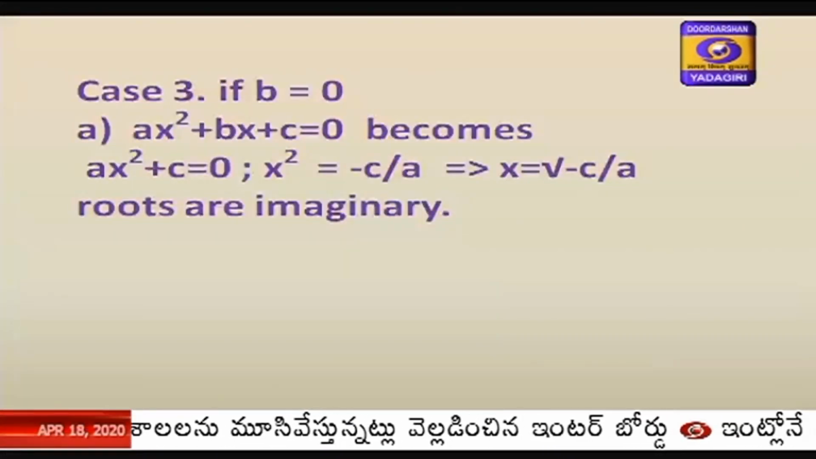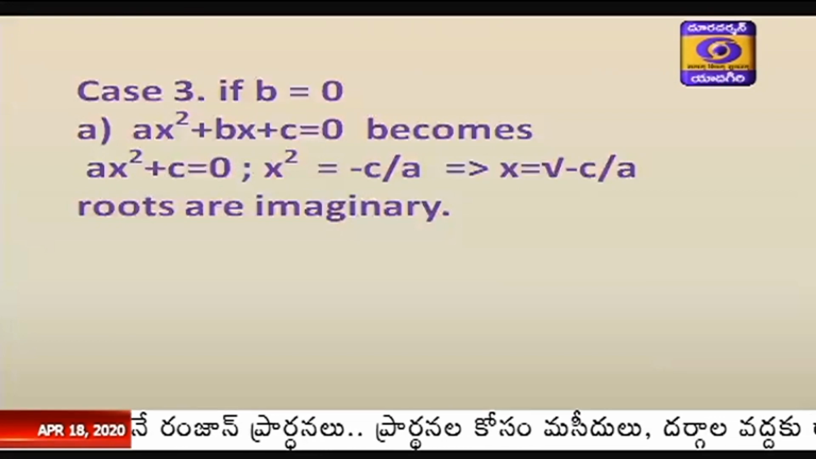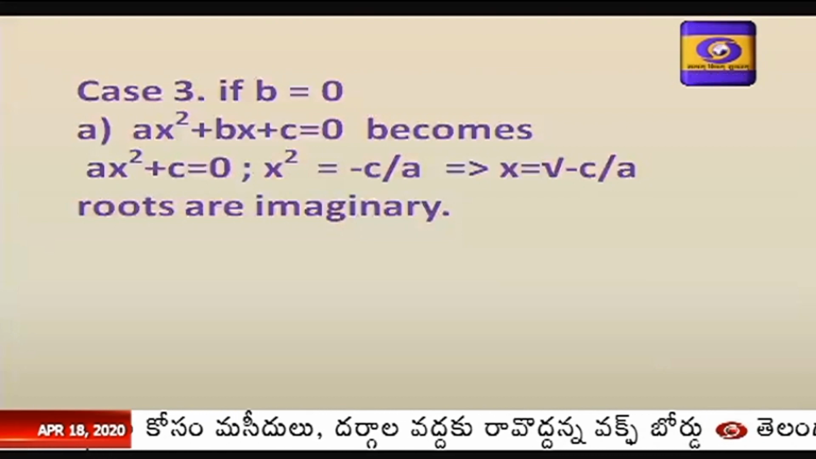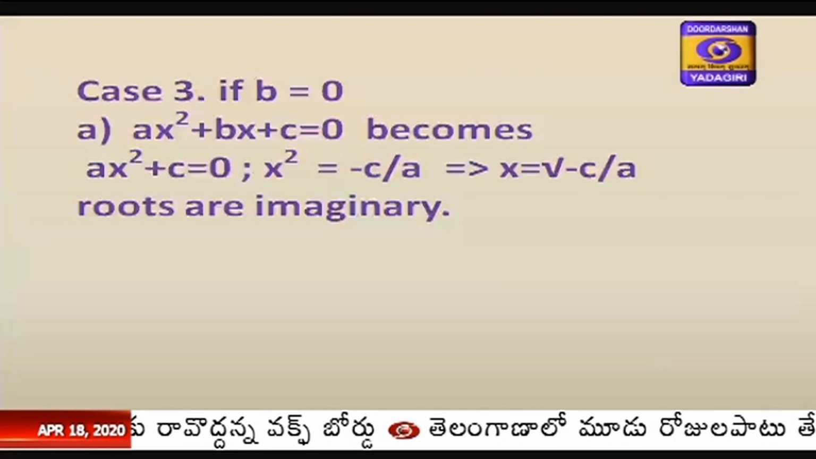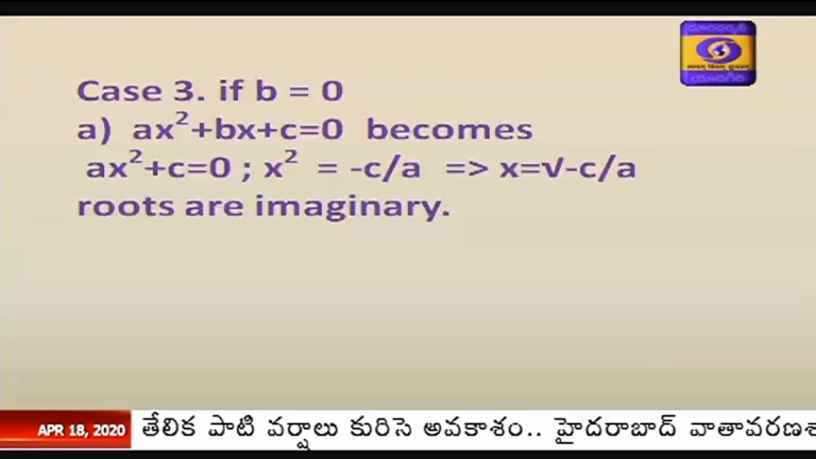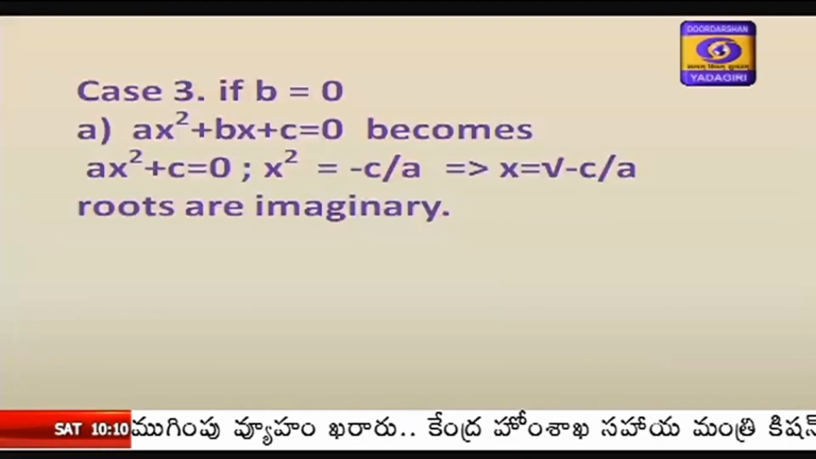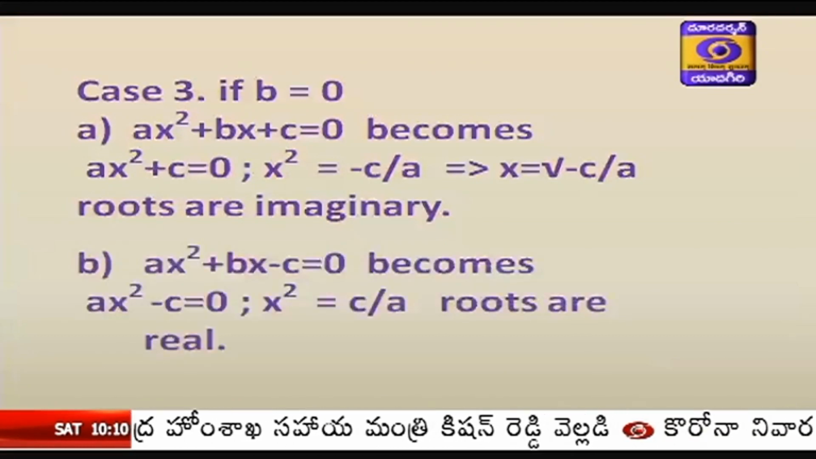But if b = 0 in the quadratic equation, ax² + bx + c = 0 becomes ax² + 0 + c = 0. That is, ax² + c = 0, then x² = -c/a, then x = √(-c/a). Here the roots are imaginary. So the quadratic equation does not exist when b = 0 in the equation ax² + bx + c = 0. Then we will consider one more type of equation, case 4.